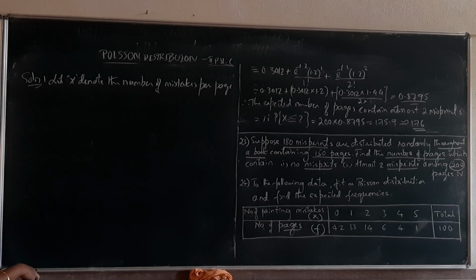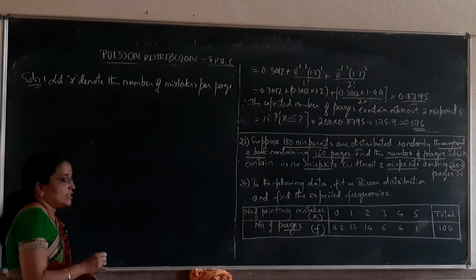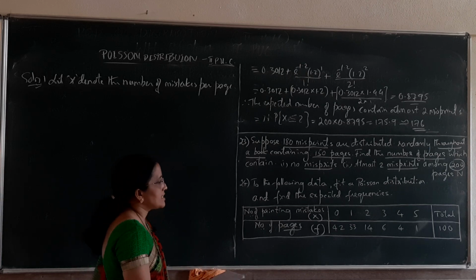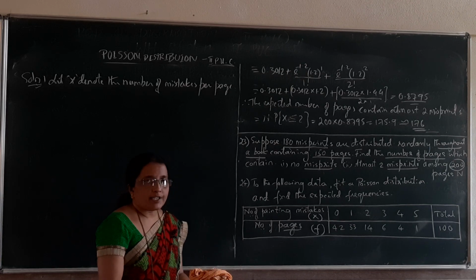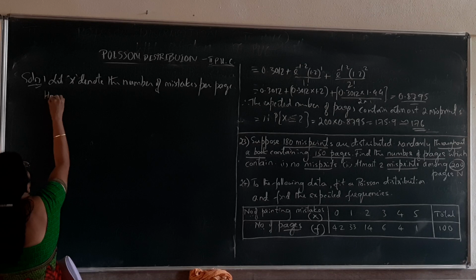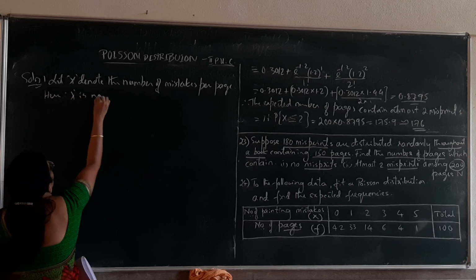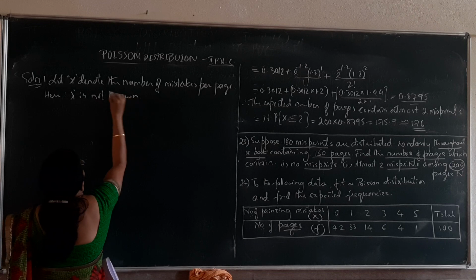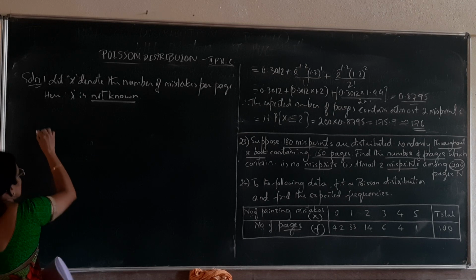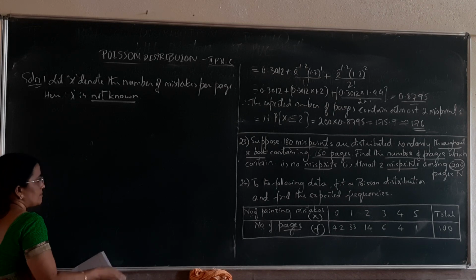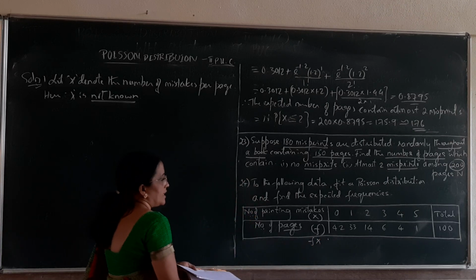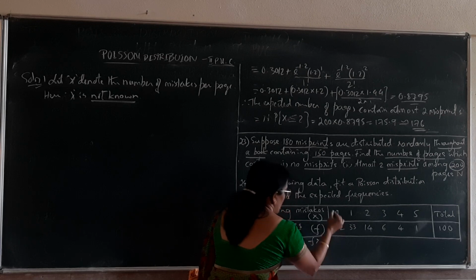Next, x follows a Poisson distribution with parameter lambda, but here lambda is unknown. Therefore, first we have to find the observed mean x bar. Lambda is not known, so find this by calculating x bar. So next we can write a table: x, f, and next fx. And here what is fx? I am going to write it here.